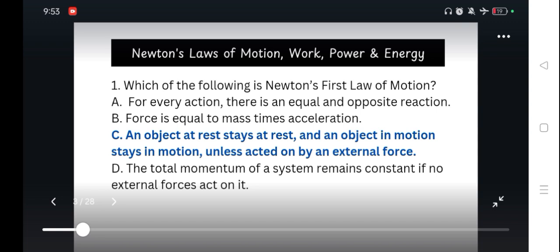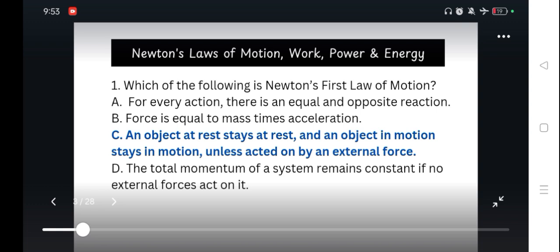And inertia, by definition, is defined as the resistance of an object to change its state in motion. If the object is at rest, a bigger mass would mean greater resistance to change its state of motion. The smaller mass means lesser resistance to change its state of motion.